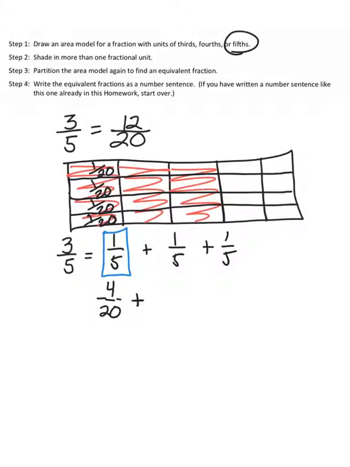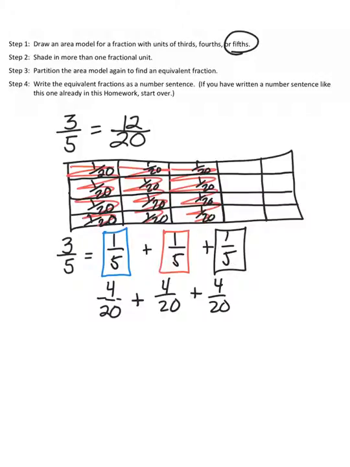Plus this 1/5, which is right here, 1/20th plus 1/20th plus 1/20th and 1/20th. So that one is equal to 4/20ths plus another one over here is a unit fraction of 1/20th. And we get the same thing, 4/20ths in this last one.